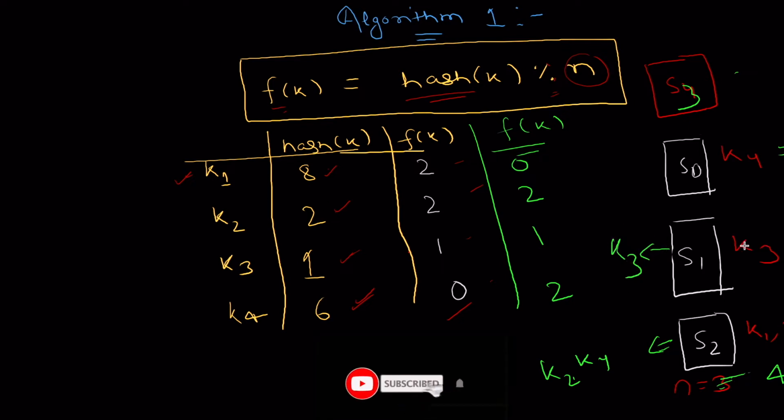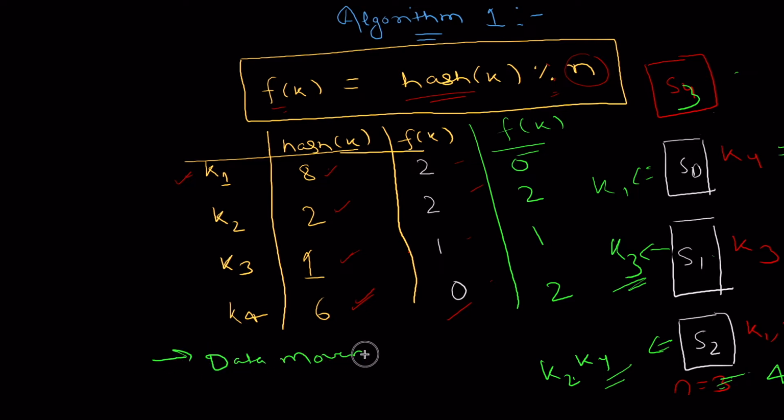So you can see there's a wide change in distribution happening here. S0 has changed to K1, S1 has changed to K3, S2 has changed to K2 and K4. So there is a lot of data movement, and that is a problem. Another problem is that we are creating a hotspot, because there is a non-uniform distribution. Some nodes have more data, some have less data.